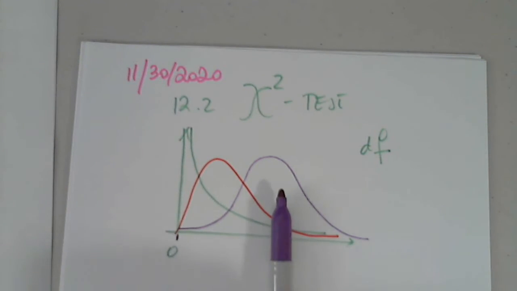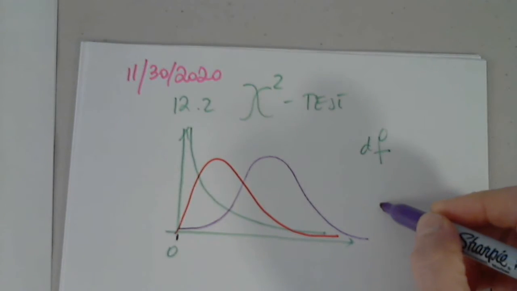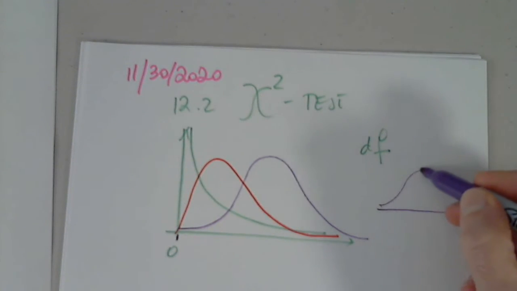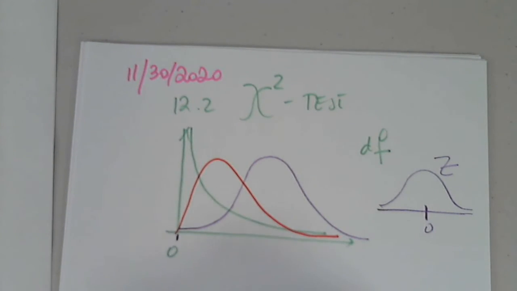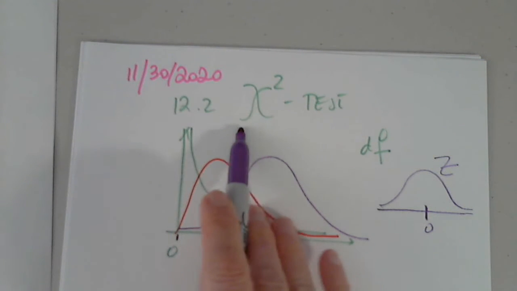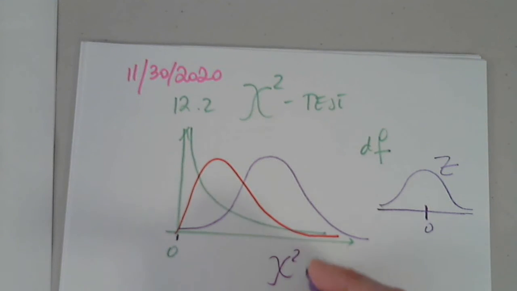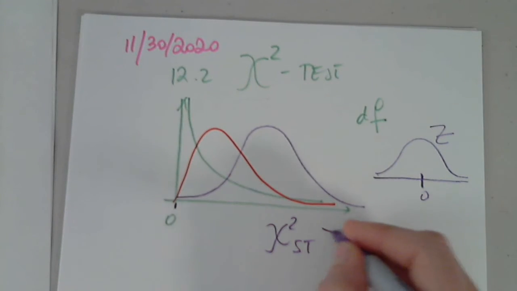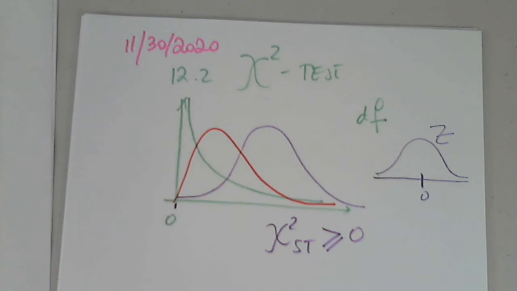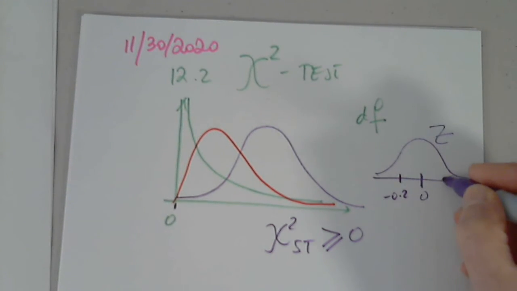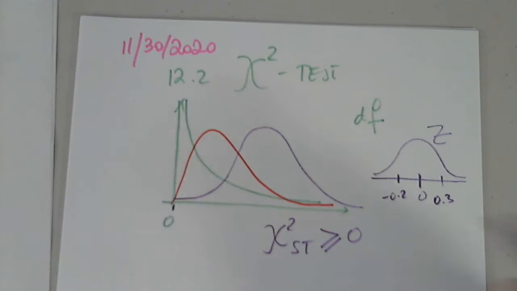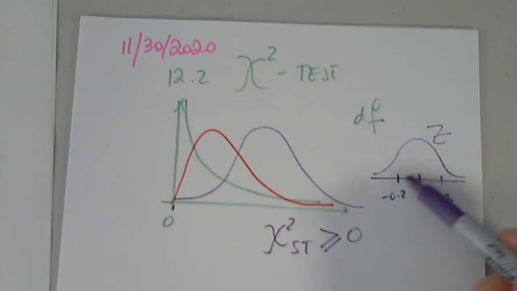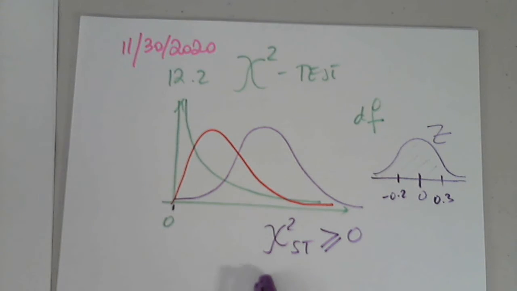It's not symmetric around 0, like for example, Z, right? So Z has this graph, the standard normal. It's centered at 0. But this one is not. All chi-squared statistics, so all chi-squared coming from any sample, have to be greater than or equal to 0. But here it doesn't have to be. Z could be a negative 0.2. It could be 0.3. And so on and so forth. Okay? So it depends on the degrees of freedom.